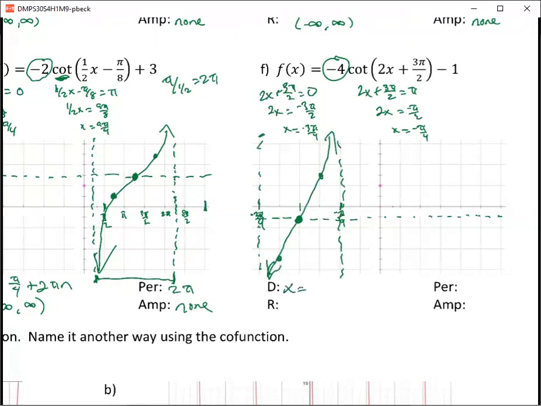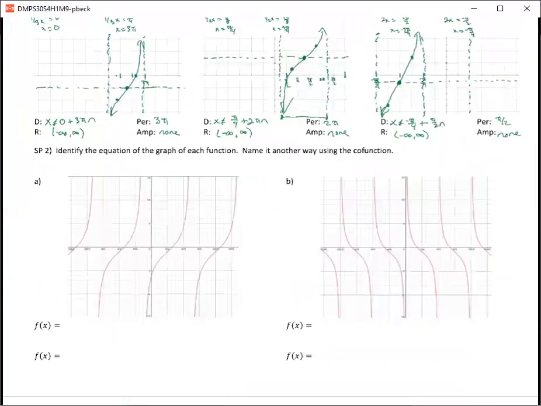Domain, x is not allowed to equal negative pi over 4 plus, well, what is that distance? Let's go ahead and find it algebraically. Our period is going to be pi divided by the b value of 2, so pi over 2 n. Our range goes from negative infinity to infinity, and no amplitude. If I wanted to continue that graph, I could do that over here as well and continue it on.